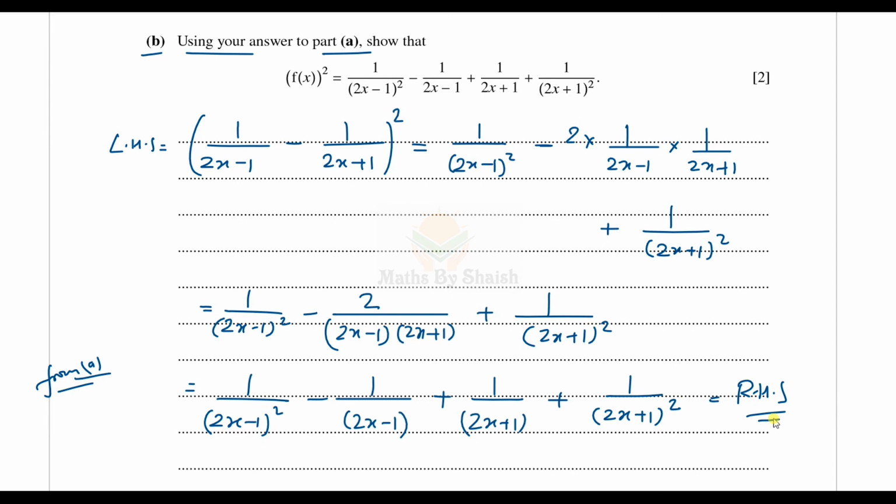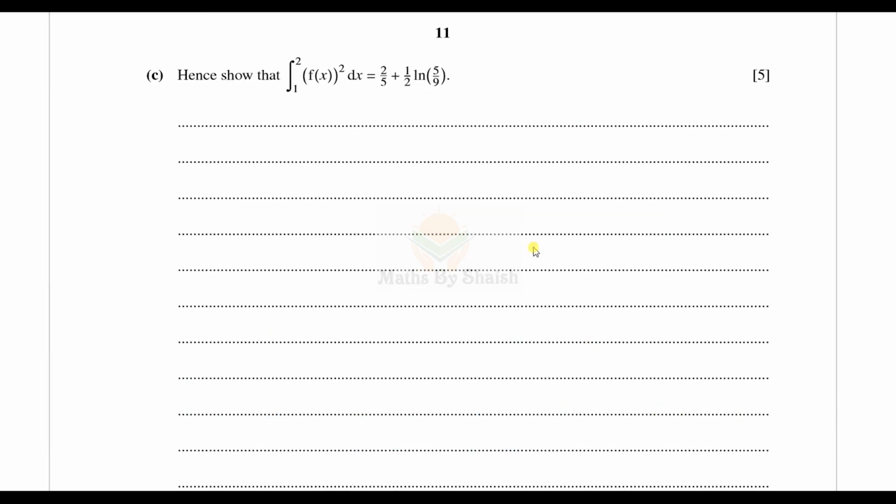So let's do the C part, and hence show that this is equal to 2 by 5 plus half times ln 5 by n. So we'll rewrite the same thing because we have this complete thing which is given here.